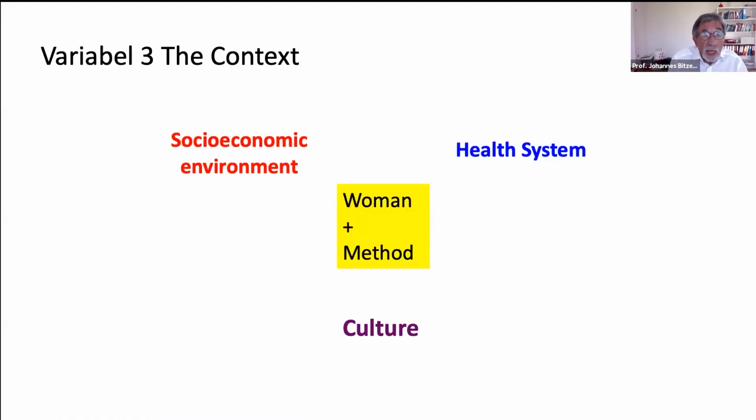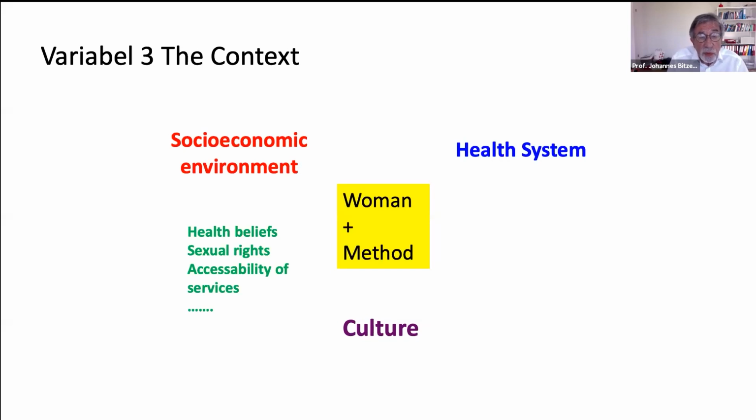And finally, in our consultations in the different countries, of course, we have the socioeconomic environment, which puts the interaction of the woman and the method into a certain context: the socioeconomic environment, the culture with the values, and the available health system. Is there accessibility to all methods, and is there accessibility to good counseling?